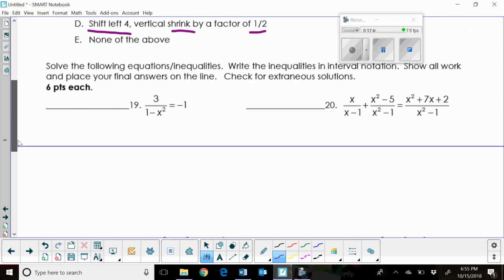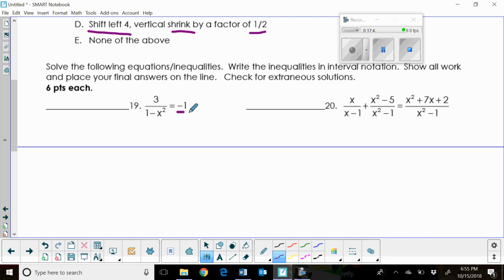Okay, now let's get to solving. Okay, solving these. What I'm going to do on this first one is I'm just going to make this whole number into a fraction and do cross products. So 3 times 1 is 3, and 1 minus x squared times negative 1 will change the signs. So then it's going to end up being x squared minus 1. Okay, so that time I change my signs and I switch the order, right? So if I multiply negative x squared by negative 1, that's positive x squared. And if I multiply positive 1 by negative 1, it's negative 1.